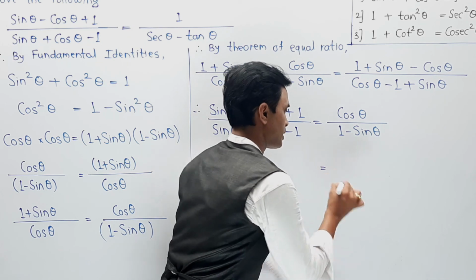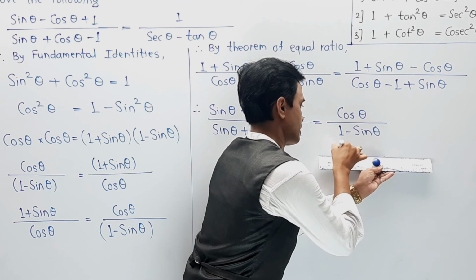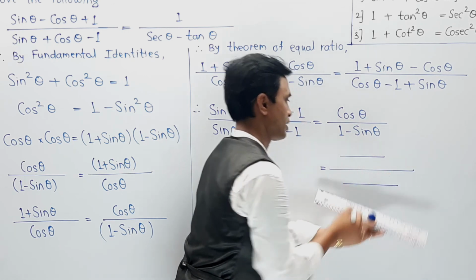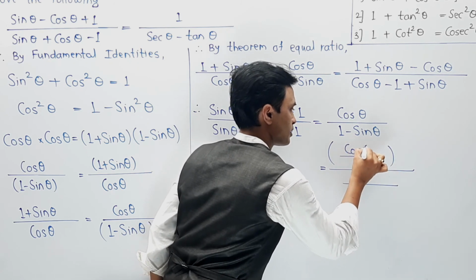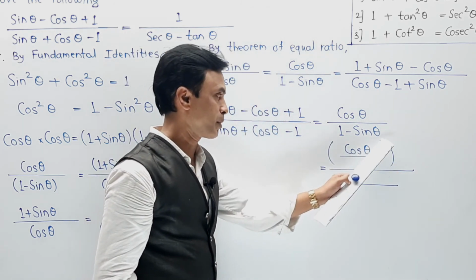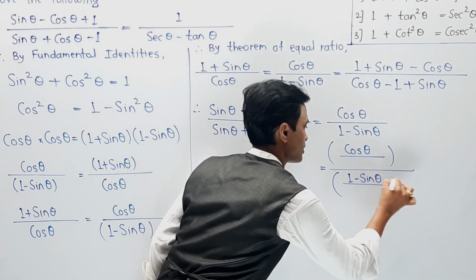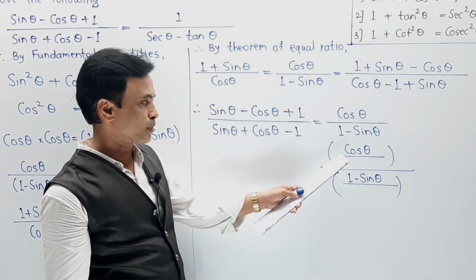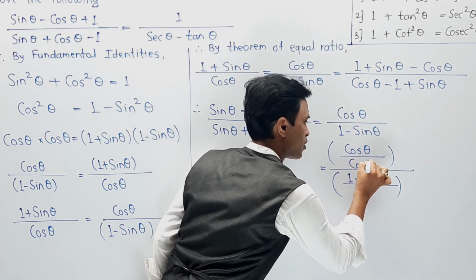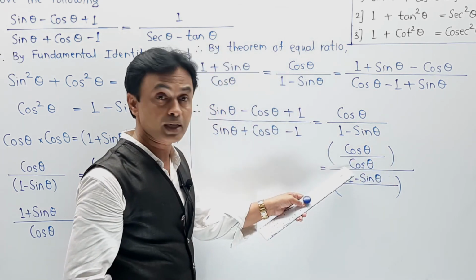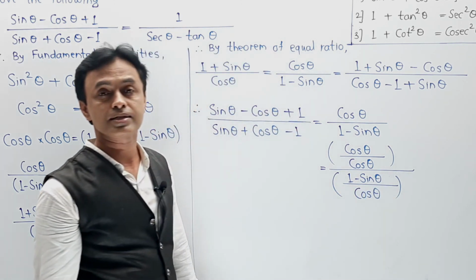And what is that? Here, your numerator is cos theta. Your numerator is cos theta. And your denominator is 1 minus sin theta. Your denominator is 1 minus sin theta. If I want to convert cos theta into 1, then I have to divide it by cos theta. So I am going to divide it by cos theta. If I divide the numerator by cos theta, then in the denominator also I am going to divide it by cos theta. And this is your answer.